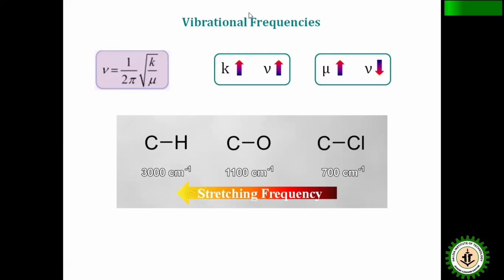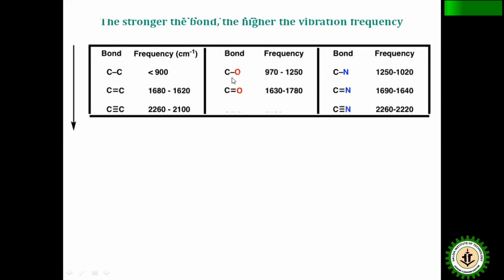Now, the second factor is the force constant or spring constant. As the spring constant value increases, the vibrational frequency increases. The stronger the bond, the higher the vibrational frequency. If we consider carbon-carbon single bond, carbon-carbon double bond, and carbon-carbon triple bond, in all these three cases mass is the same, but the carbon-carbon double bond is much stronger than the carbon-carbon single bond, whereas the carbon-carbon triple bond is even stronger than the carbon-carbon double bond. As a result, the vibrational frequency is highest for the carbon-carbon triple bond, followed by the carbon-carbon double bond, which is then followed by the carbon-carbon single bond.